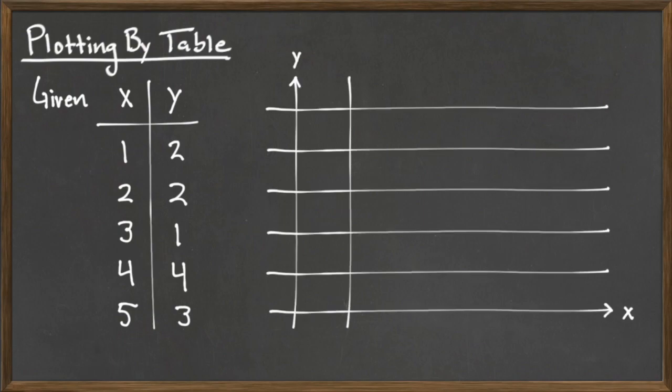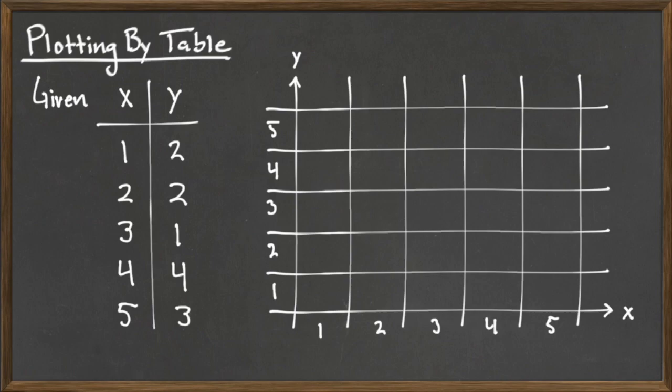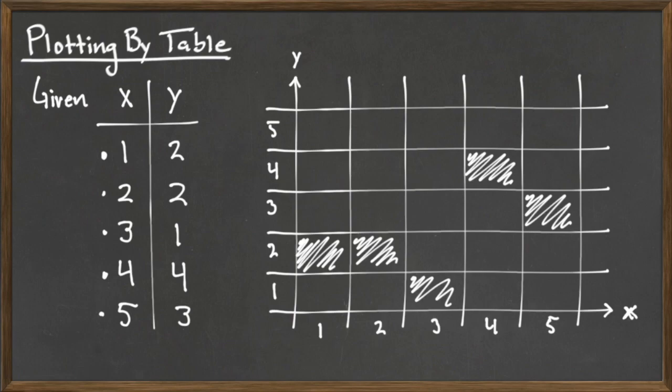Start by drawing our axes and labeling all the values in our grid. We can see that the x value of 1 has a corresponding y value of 2, so I will fill in the square (1, 2). And in a similar fashion, I will fill out the remaining squares using the corresponding x and y values.